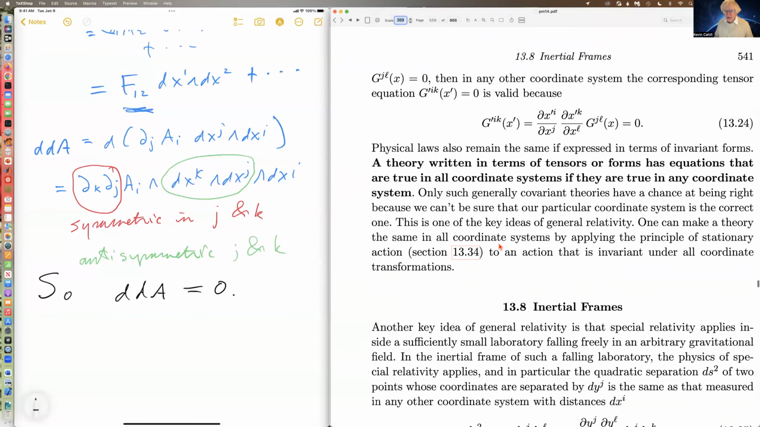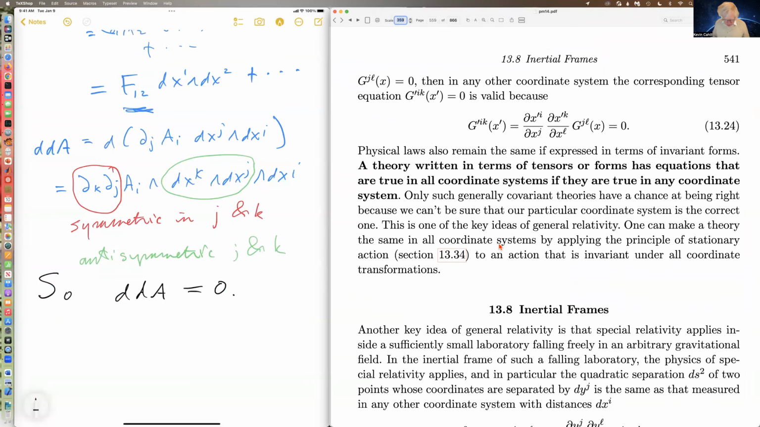One of the many important things that Einstein realized and invented, and made sure that we understood, is that a theory written in terms of tensors, or equivalently in terms of forms, has equations that are true in all coordinate systems if they're true in any coordinate system. And so that's one of the important ideas.